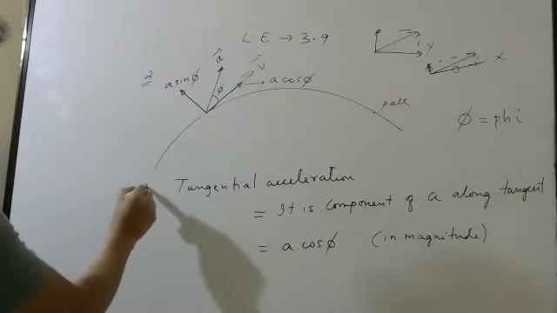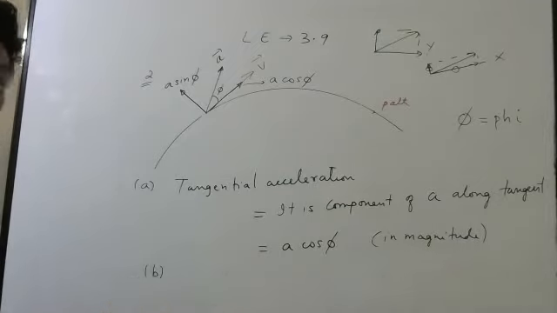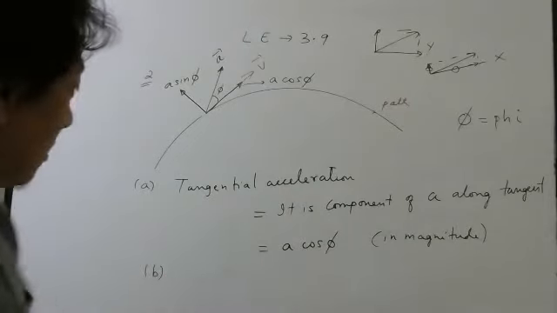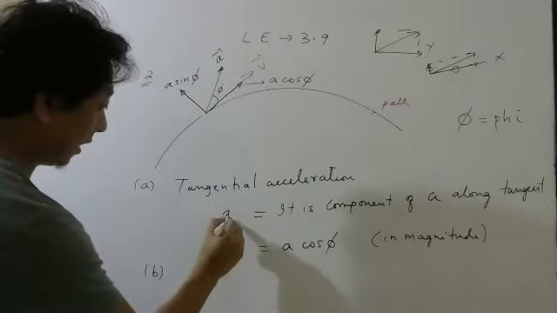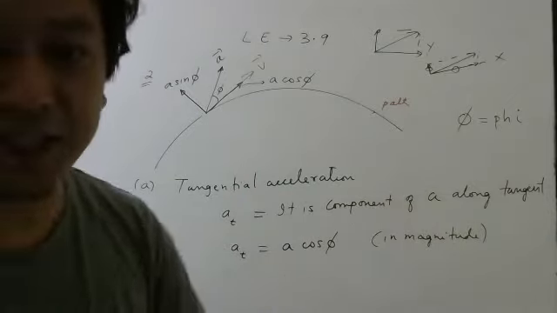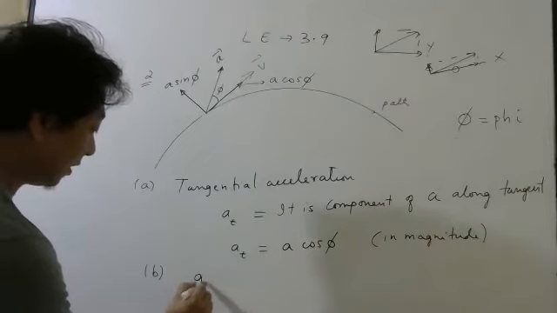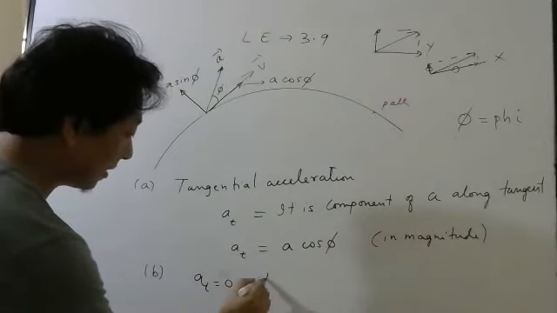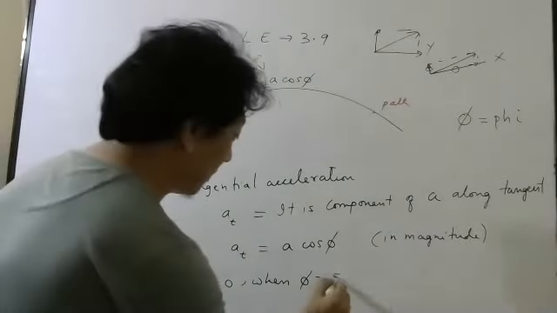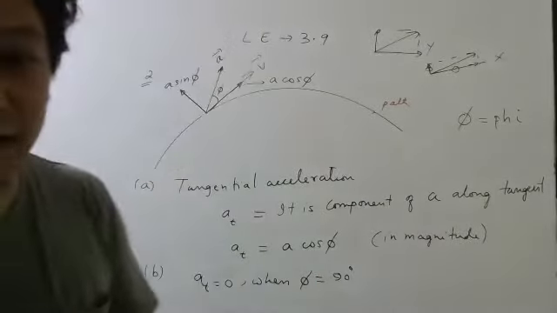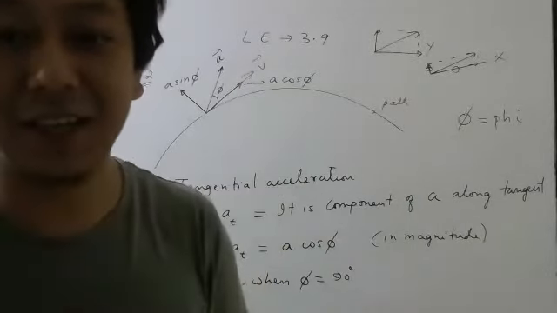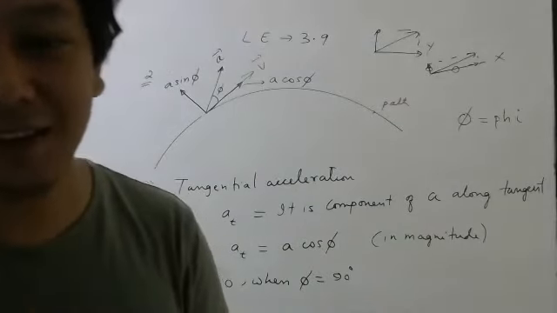This is the first part. In the second part, they asked when the tangential acceleration will be 0. Let me give it the symbol AT, because it is tangential acceleration. So AT will be 0 when phi is how much? When phi is 90 degrees. So when the angle between the velocity vector and the acceleration vector is 90 degrees, the tangential acceleration will be 0.